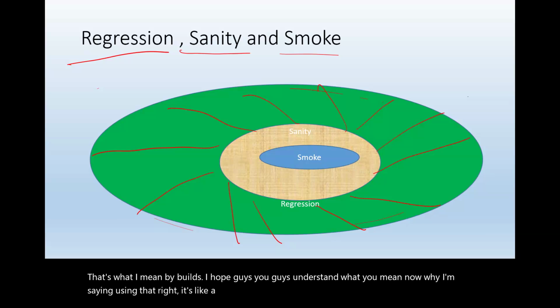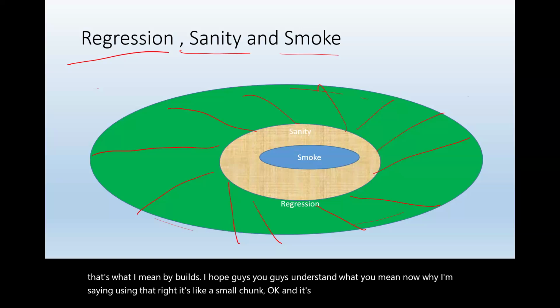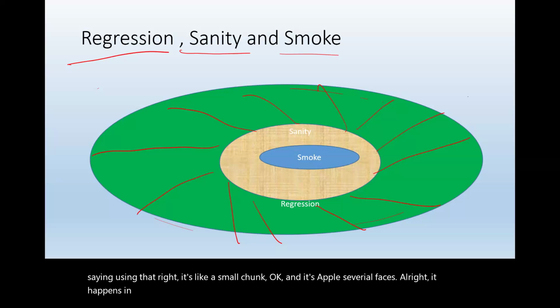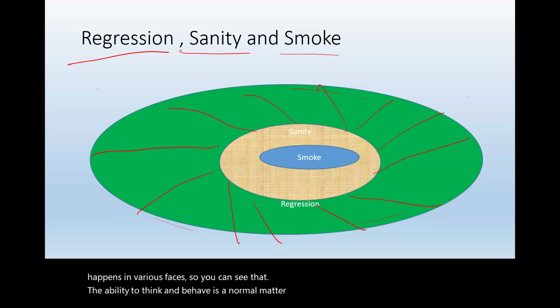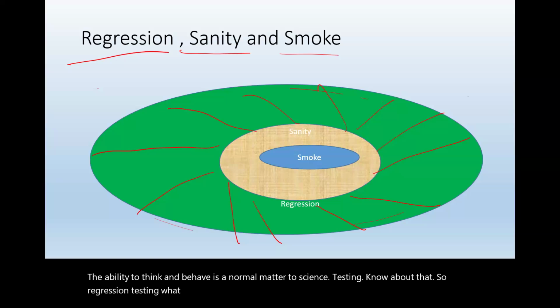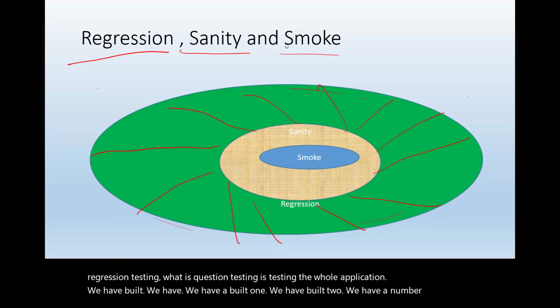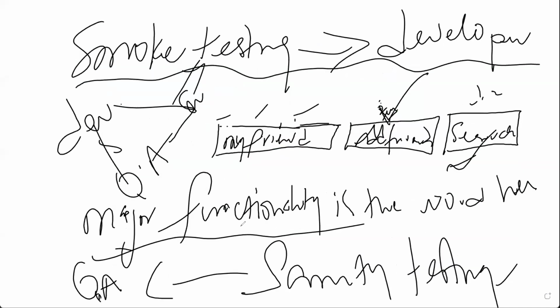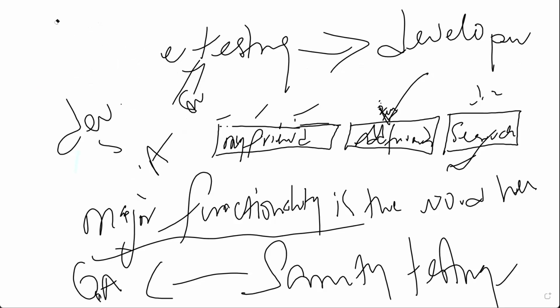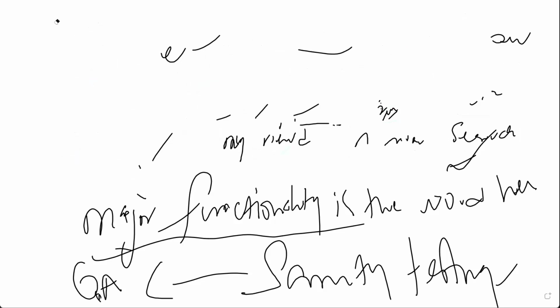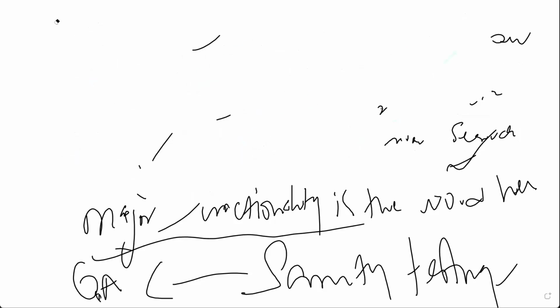It's like a small chunk, okay? And it happens in various phases, all right? It happens in various phases. So regression testing, what is regression testing? It is testing the whole application. We have builds, like build 1, build 2, a number of builds coming to the market, coming to the application.